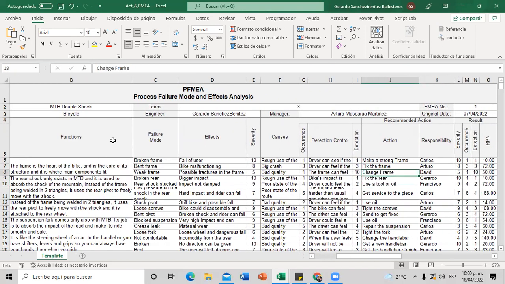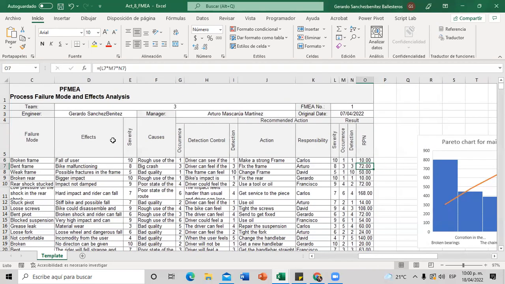the action we will take to fix these kinds of problems in a different piece of the bike, the one who will be responsible for making these changes. Then we place again the numbers of these 3 things, severity, occurrence, and detection, and we take a total number that will give us the most important.